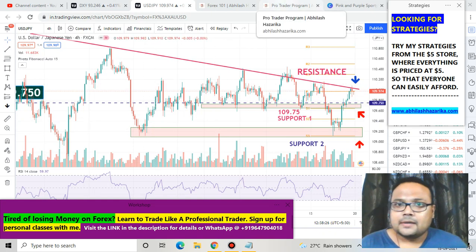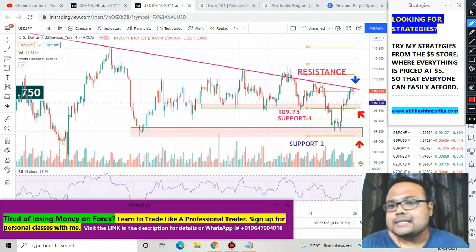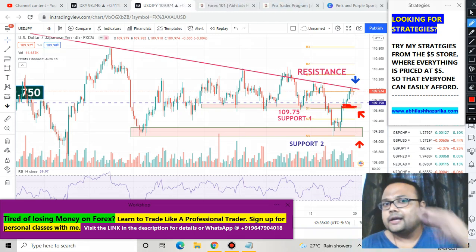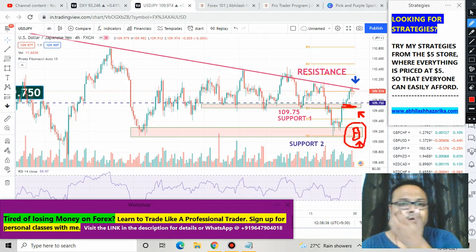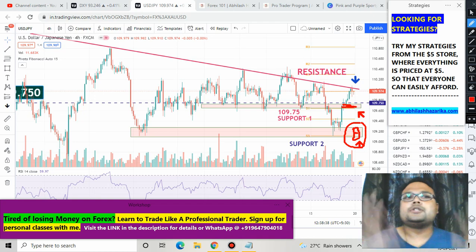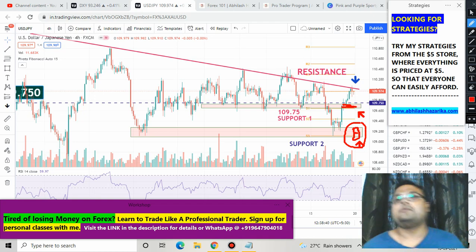So in case the market breaks this level for 1 or 2 days, then do not panic, you will get the next buying opportunity at this level. So these are the trading opportunities on the chart of USDJPY right now.